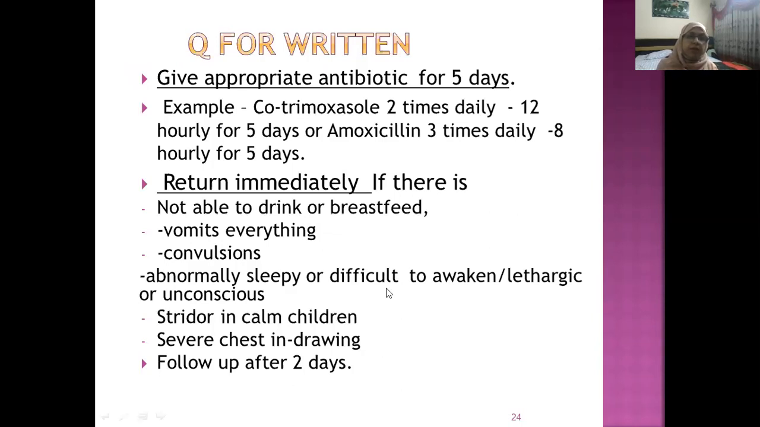So antibiotics are cotrimoxazole 2 times daily, 12 hourly for 5 days, amoxicillin 3 times daily, 8 hourly for 5 days. As I mentioned, when to return immediately: if there is any general danger sign, these 4 signs, or stridor, calm child, severe chest indrawing. I have already mentioned.